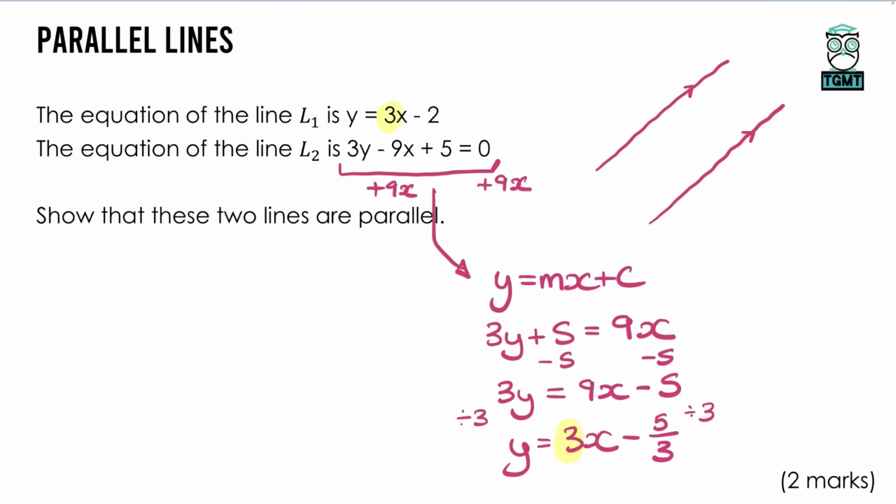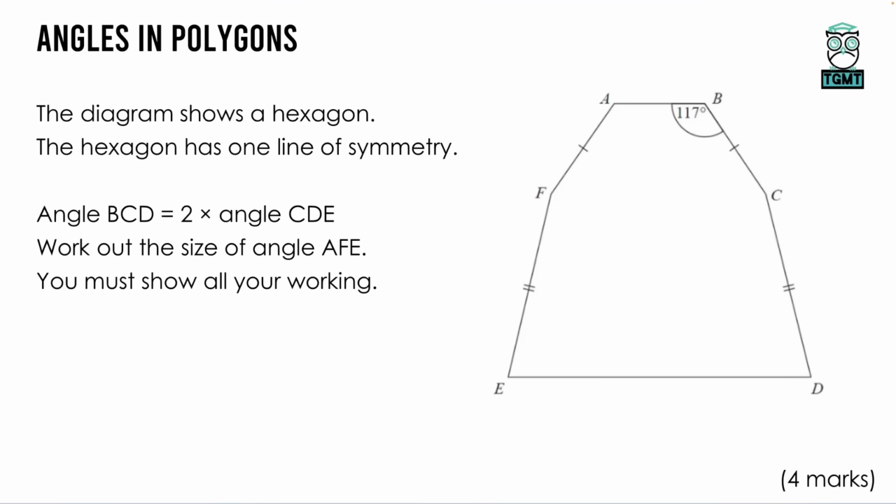Okay, on to some angles in polygons. Now this particular polygon is an interesting one as it is not a regular hexagon, but it does show a hexagon and it has one line of symmetry. Now straight away you can see that that line of symmetry is going straight down the middle, and there we go, it's the same on either side.